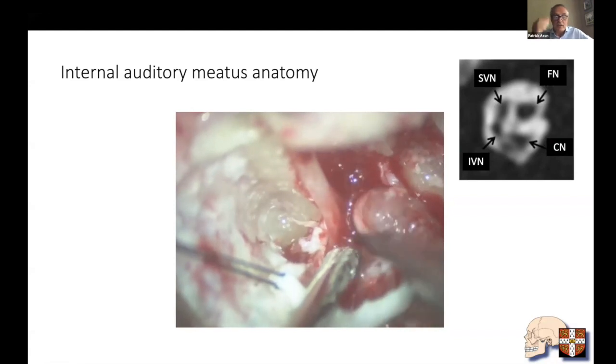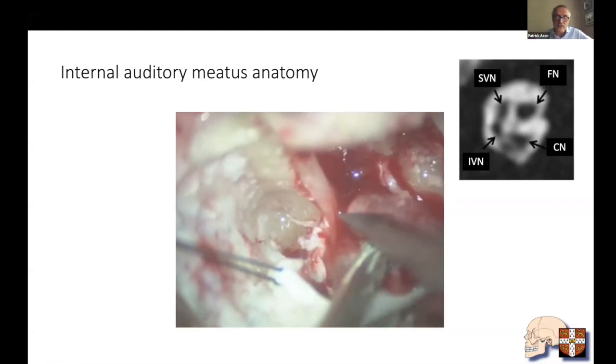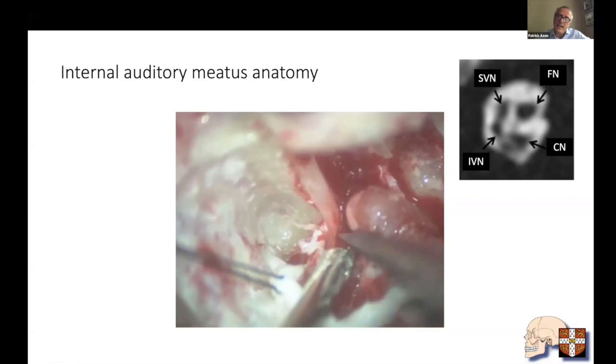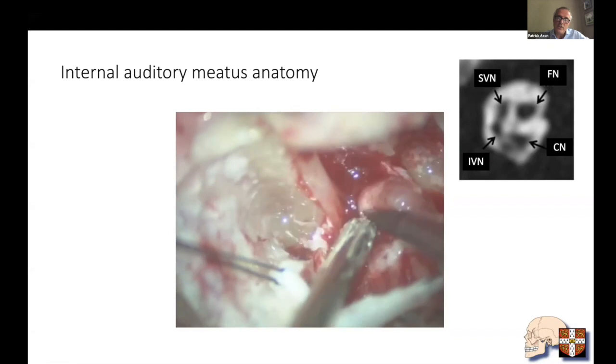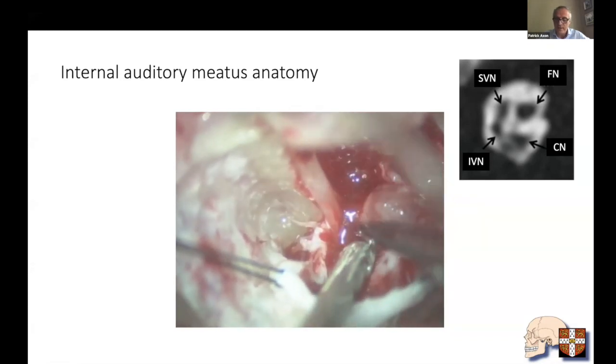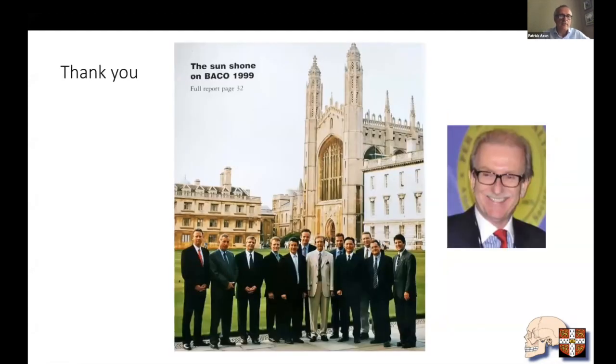I'm not a radiologist, so I don't have nicely coloured scans to show you, but hopefully that gives you an understanding roughly of what's going on within the temporal bone in relation to the facial nerve, which, as I mentioned, is probably the most important structure. And I'd just like to finish with this slide by saying thank you.